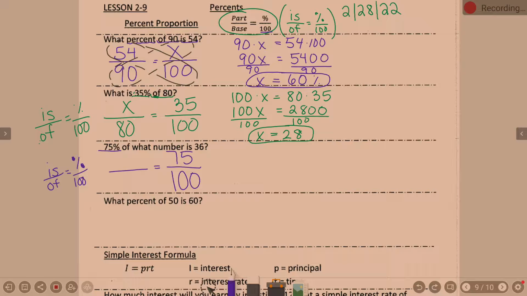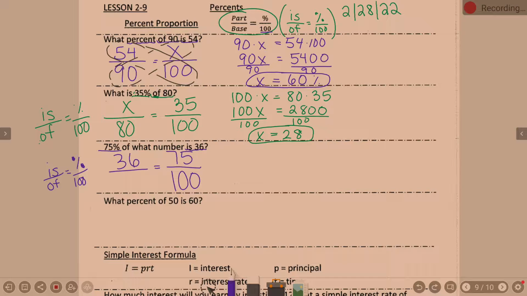Okay, 36 goes on top and x goes on bottom. What do you guys think? She says 36 goes on top, x on bottom. False, I was just kidding. Okay, it's is over of. What's around the word is? I was kidding. What's around the word is? 36.